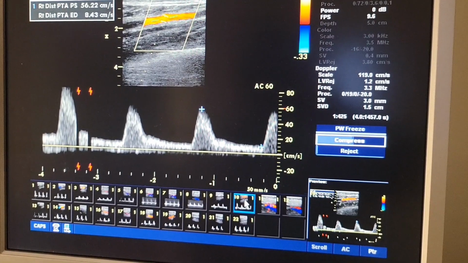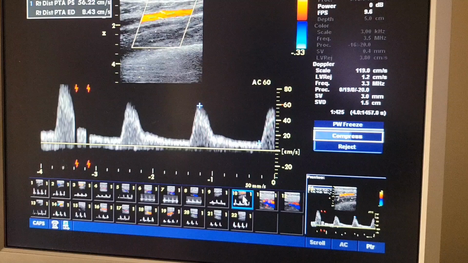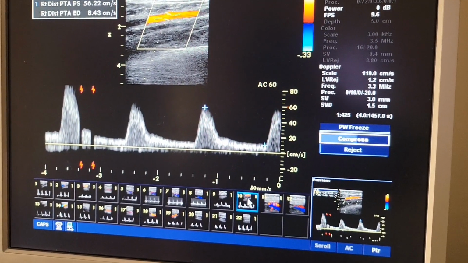But as I go down the leg, I'm seeing a nice triphasic waveform and suddenly a biphasic, monophasic waveform, then I know for sure there's a problem downstream.